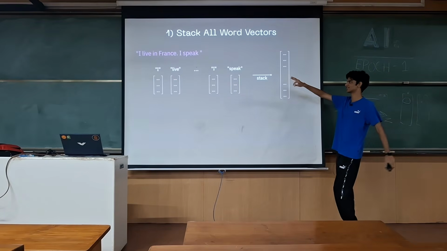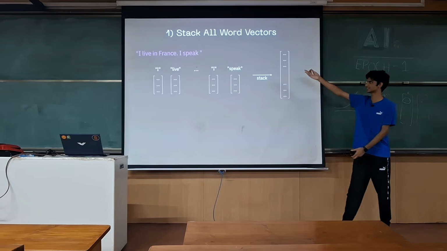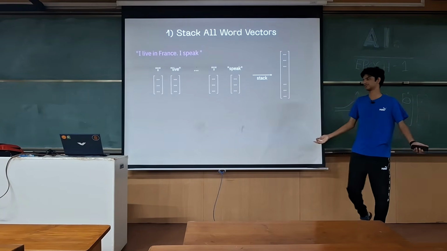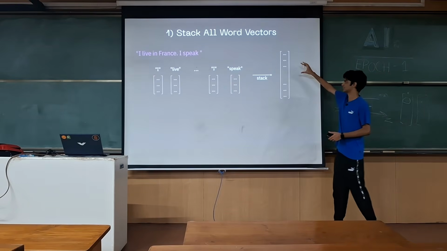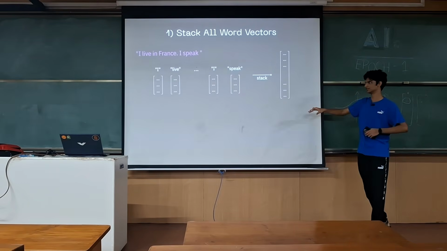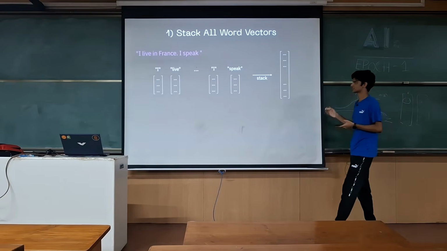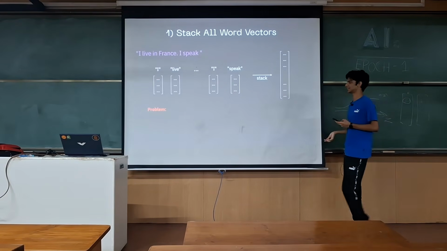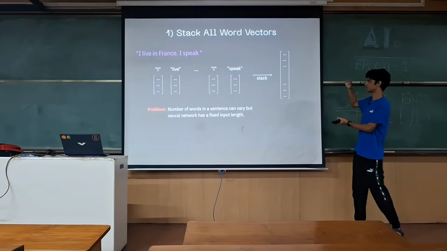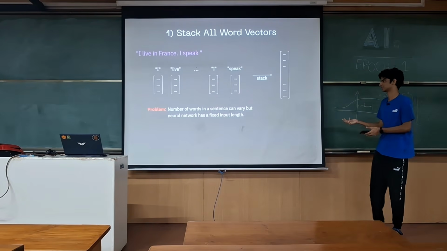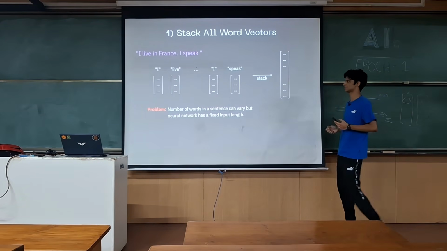But obviously the number of words in your sentence can vary. In this case it's 6, but it could be 4, it could be 3. So the number of vectors that you stack keeps changing. But the neural network has a fixed input dimension. So we have to somehow encode this sentence into a fixed length vector. How do we do that? We can't do it like this because the number of words keeps changing.